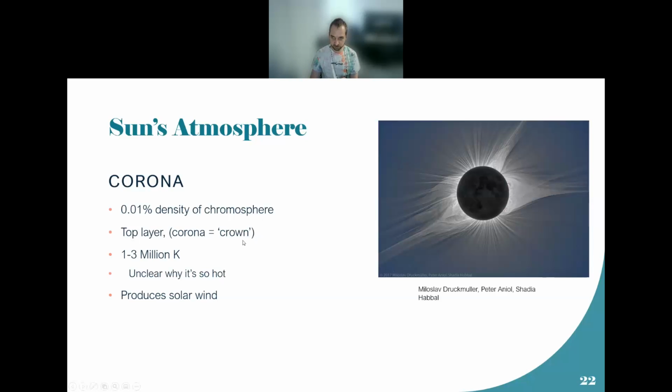It's the hottest layer of the Sun's atmosphere, 1 to 3 million Kelvin, and it's unclear why this layer of the atmosphere is so hot. Scientists are trying to solve what's called the coronal heating problem to understand why it's so hot. This is what produces the solar wind. The solar wind is a constant stream of particles coming from the sun, specifically from the corona.